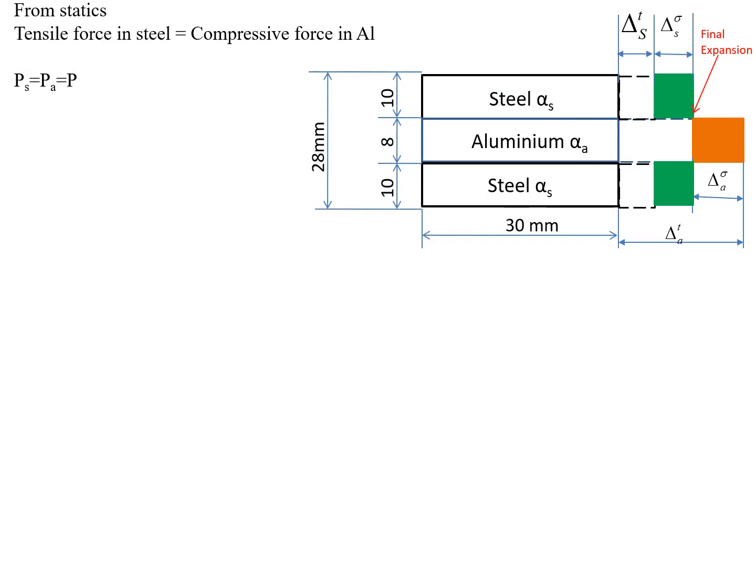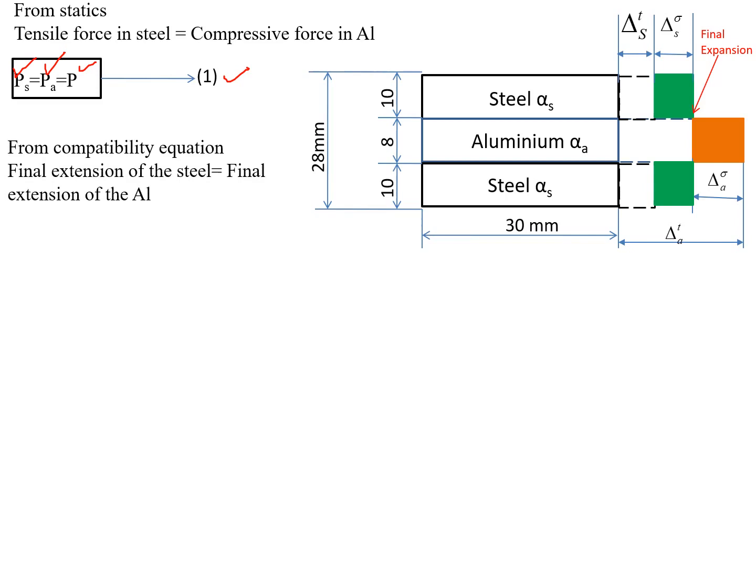So next we have to apply the statics, compatibility condition, and geometry conditions for the composite bars. The first condition is from statics: we know that the tensile force generated in the steel equals the compressive force generated in the aluminium. That is, PS equals PA. Let us consider the common value P. So PS, the tensile force in the steel bar, equals PA, the compressive force in the aluminium bar, which equals P. Let us consider this as equation 1.